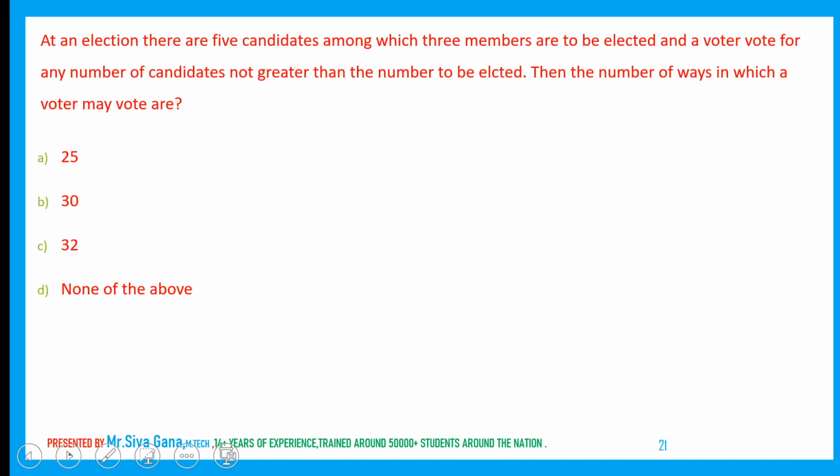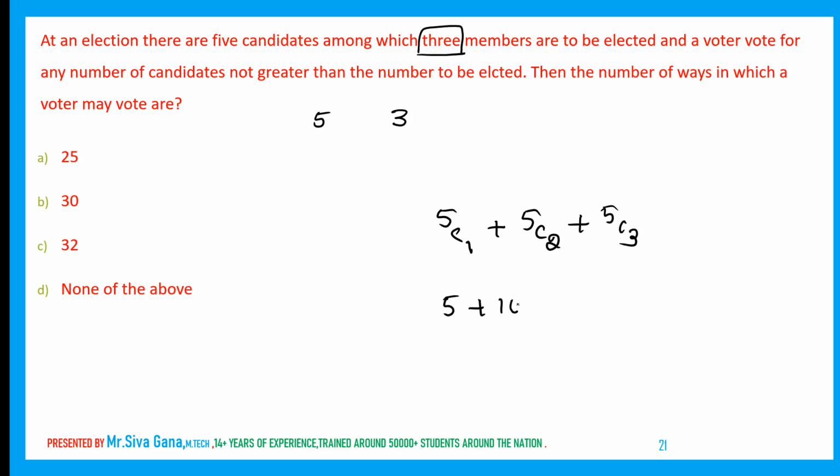In an election, there are 5 candidates, among which 3 members are to be selected. A voter can vote for any number of candidates not greater than the number to be selected. So a voter should not be allowed to select more than 3. So a voter can select 1, 2, or 3. That's it. This is 5, this is 10, this is 10, total 25.